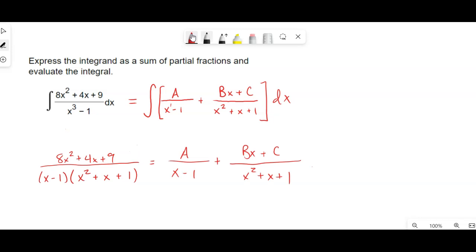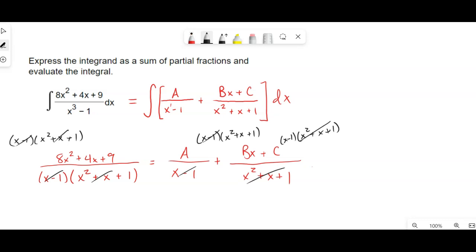All right, as with all of this, we always multiply by the denominator of the left-hand side, and that's going to clear out the fraction completely on the left side, but only take off one piece on the right side in each of these fractions. So we're going to get A times x squared plus x plus 1, and then the line Bx plus C times the x minus 1.